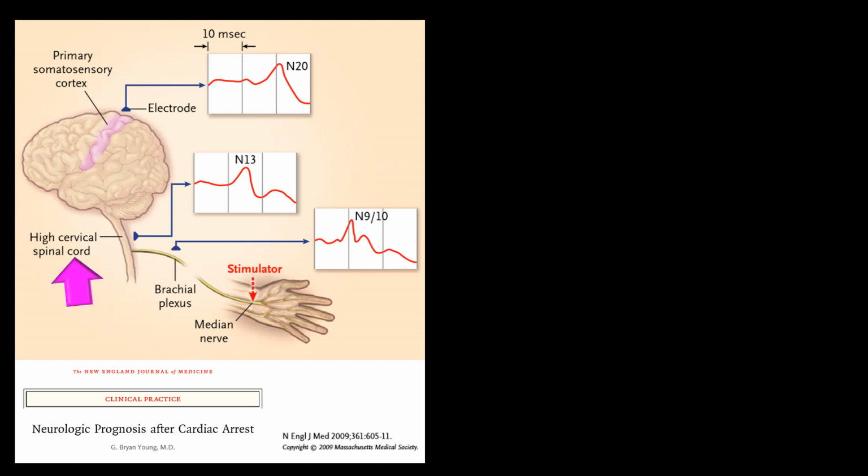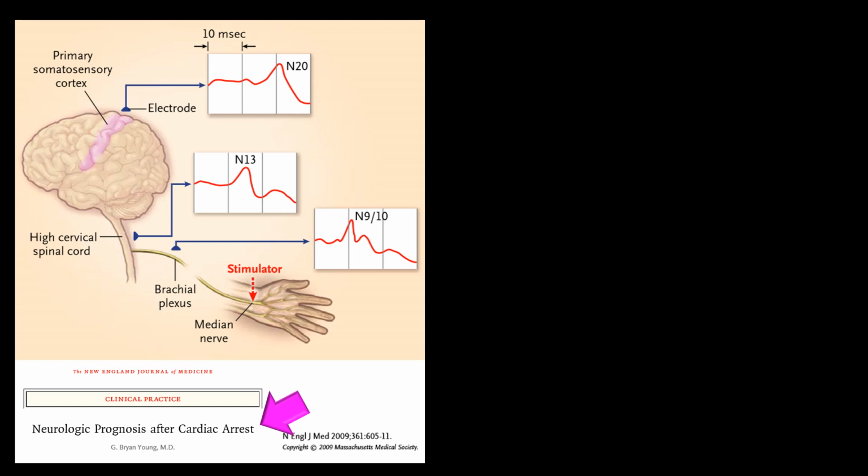A second potential recorded at the cervical spinal cord. This potential here is labeled N13. It is also called cervical N13. And a third potential recorded from the cerebral hemisphere opposite to the site of stimulation. This potential is called N20.